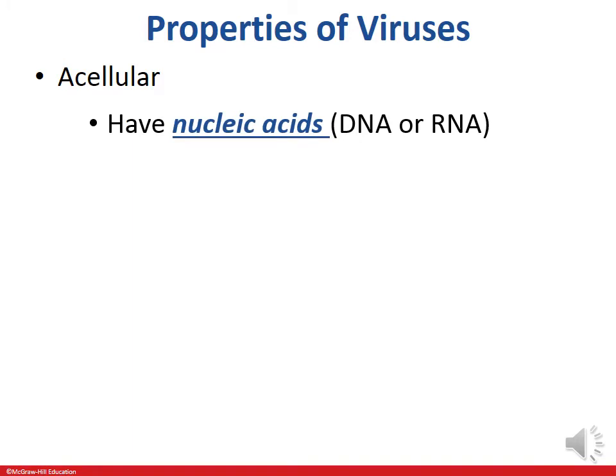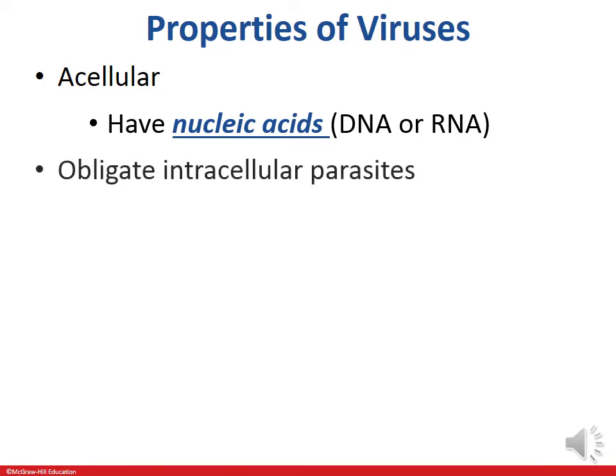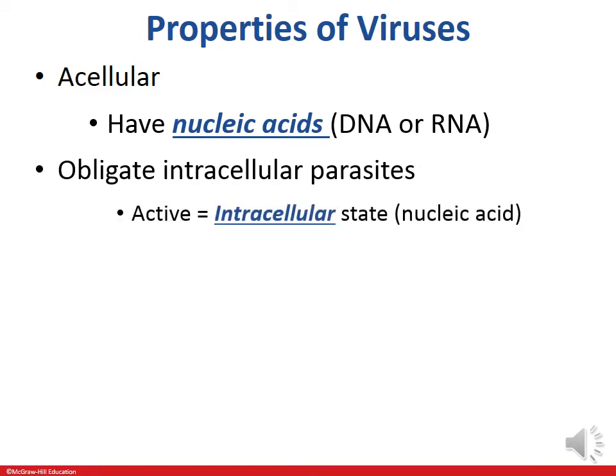For example, nucleic acids. So viruses do have either DNA or RNA. But they don't have them packaged the way that bacteria or eukaryotic cells have and other organelles. They're also obligate intracellular parasites, which means they require a host cell. So there's going to be two life stages, if you will. What we call active: they're not necessarily alive, but once they get inside of a host cell, they're really just in their nucleic acid form, either DNA or RNA. And we would call them the intracellular state.